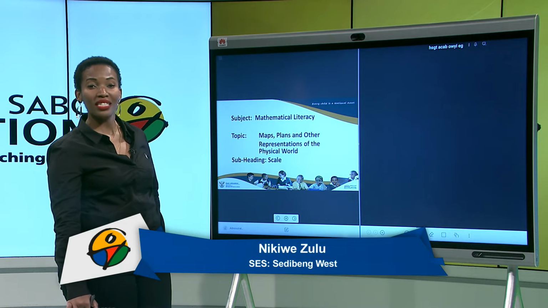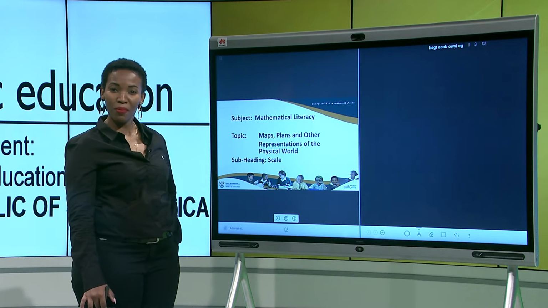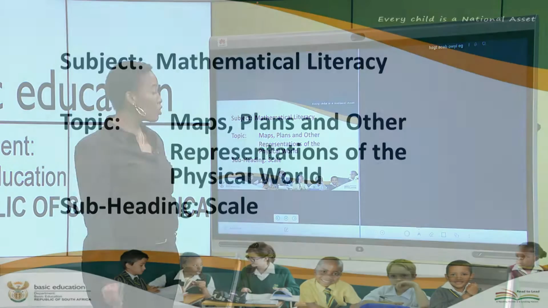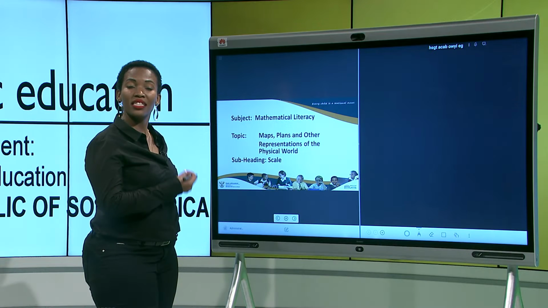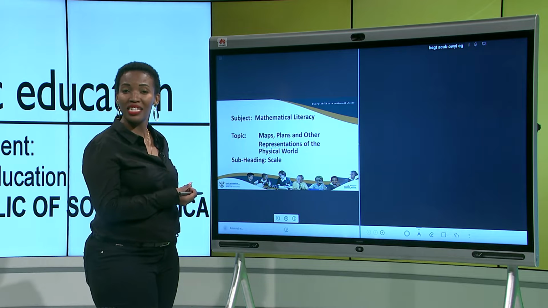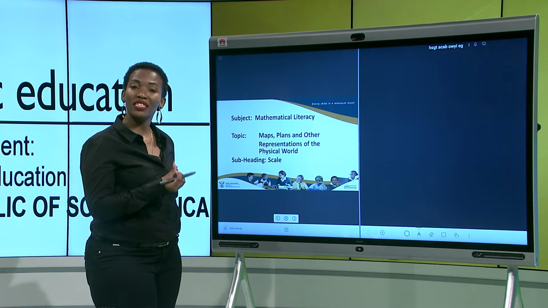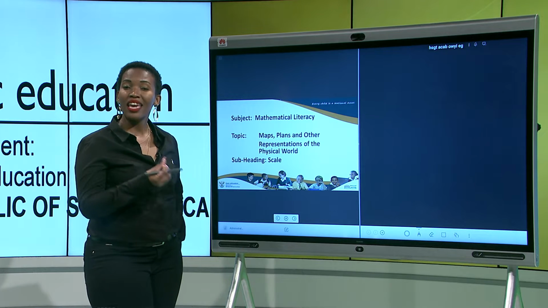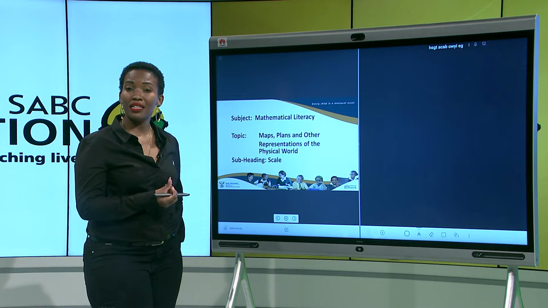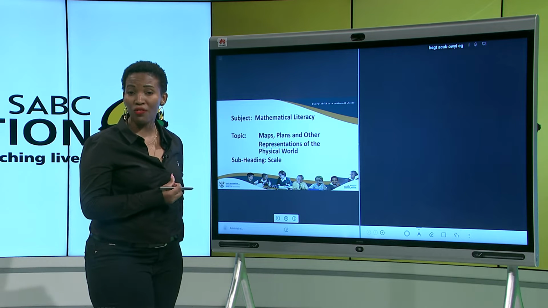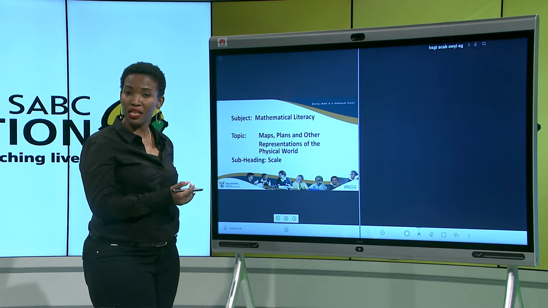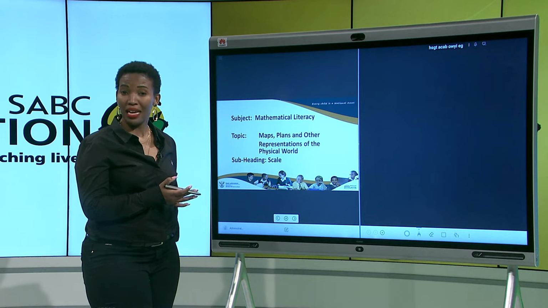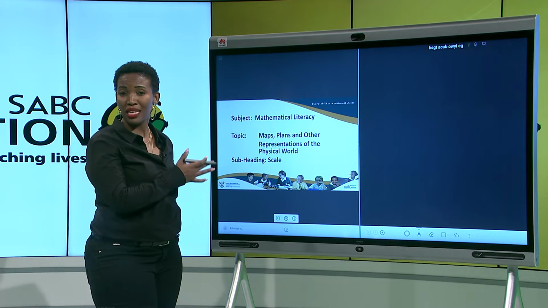I am going to be presenting mathematical literacy, and today's topic is going to be based on maps, plans, and other representations of the physical world. Now, learners, this is a very large section in mathematical literacy because in your exam, in both paper 1 and paper 2, it carries plus or minus 15% of the exam. That means that for your paper 1, which is out of 150, plus or minus 23 marks falls under this section of maps and plans.